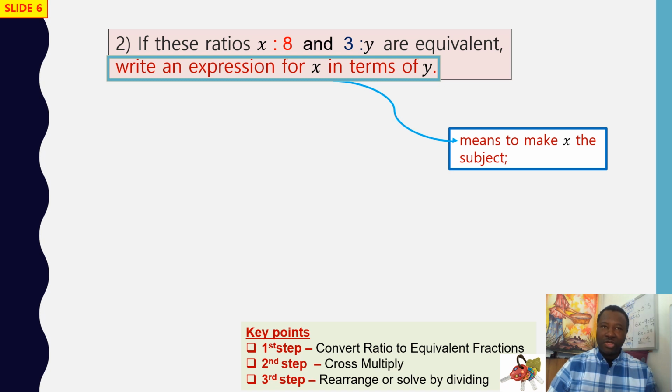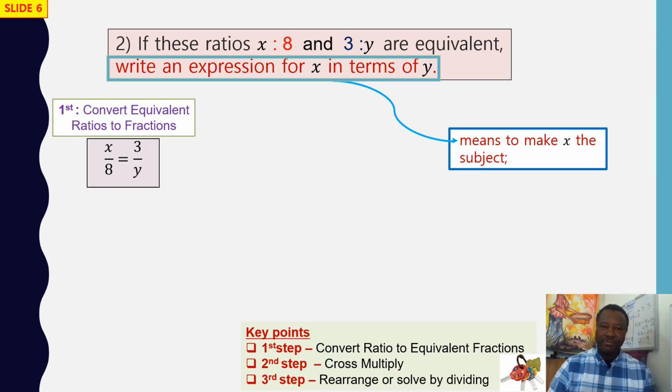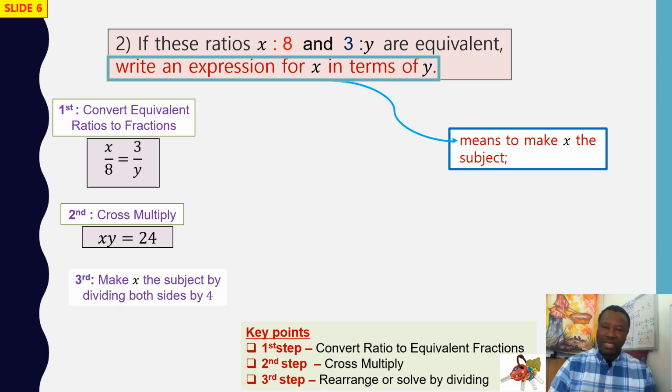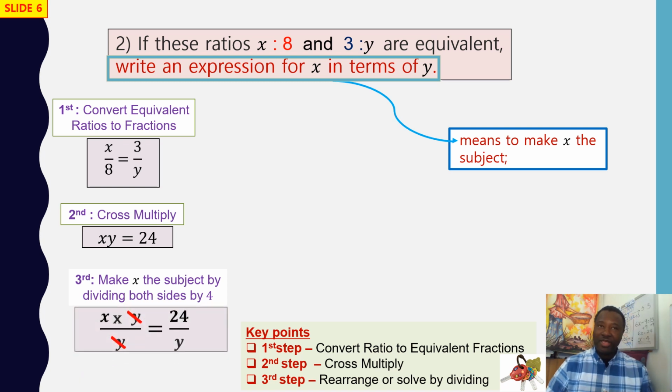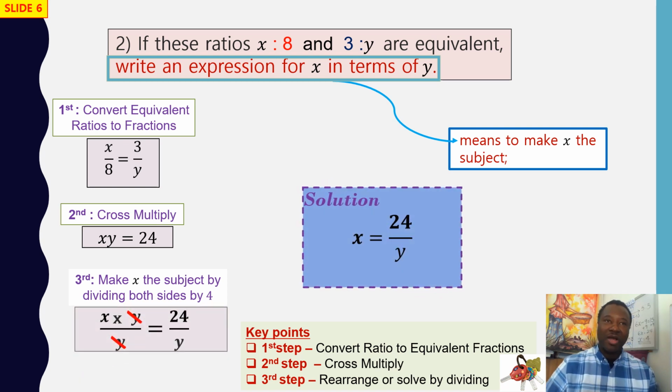It's important for us to go back to our key points. The first is convert the equivalent ratios to equivalent fractions. So x over 8 is equal to 3 over y. Cross multiply is our second step. And then the final step, we expect you to divide both sides by y, and then x becomes 24 over y. I cannot overemphasize the importance of our key points at this stage.